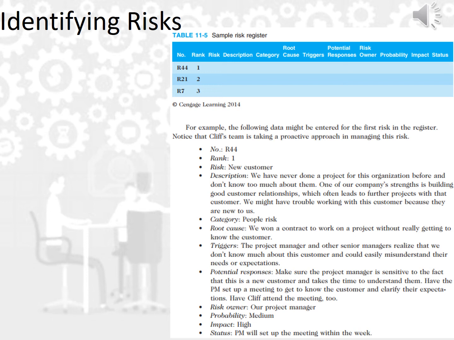So for the status, the PM, project manager, will set up the meeting within the week. Because they don't know the other people, the other company, they need to meet them as soon as possible. So the project manager needs to make the meeting within this week in order to know more details, to understand their expectations, and to arrange the things smoothly.